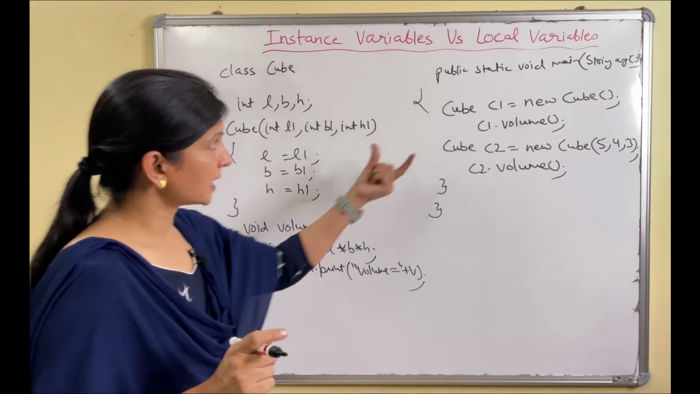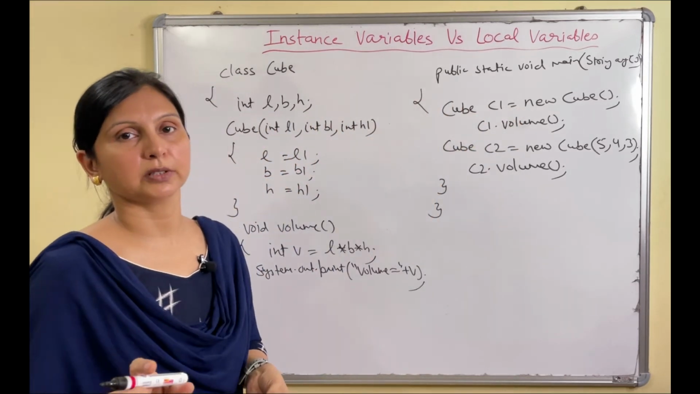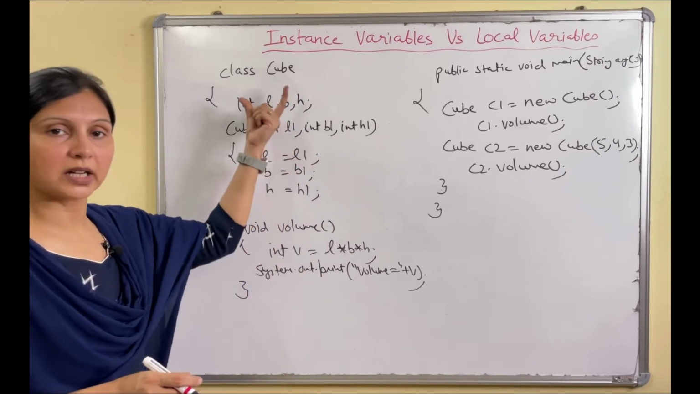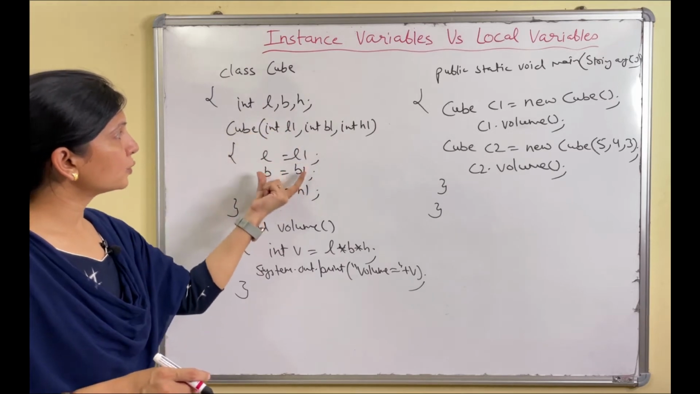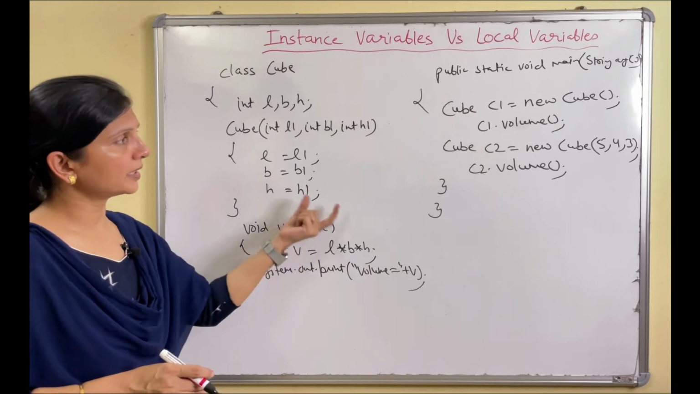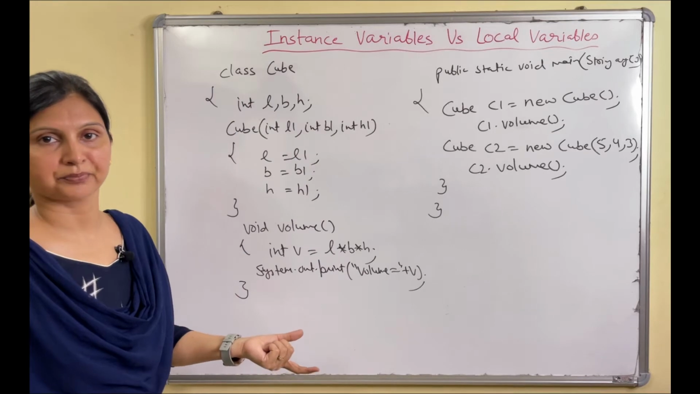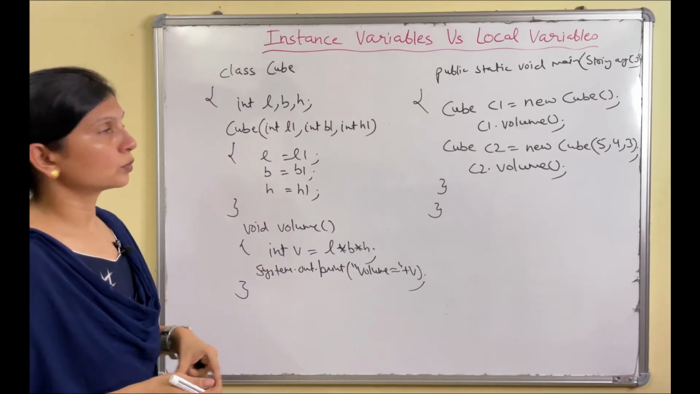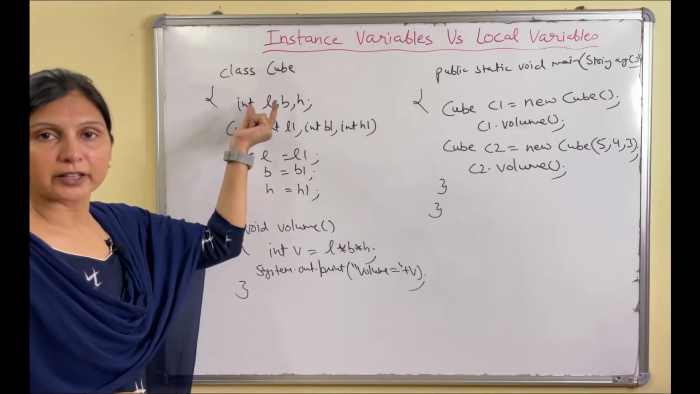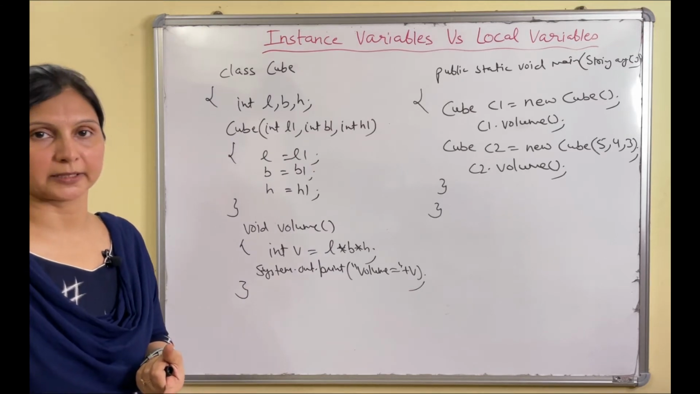And when the object is created, these variables will be created. When the object is destroyed, these variables will be destroyed. And these variables can be used throughout the class. L, B, H I have used in the constructor, L, B, H I have used in the volume method, or if any other method would be there, I can use these instance variables throughout the class, right? So these are a few features of instance variables. One more is I can use the access specifier also with the instance variable. I can make it public, private or protected, right?